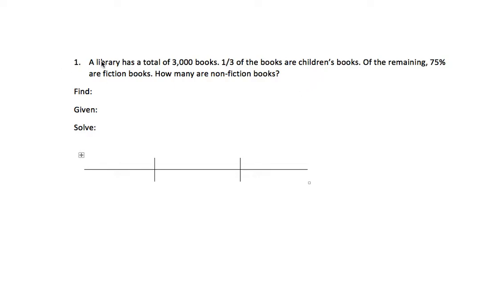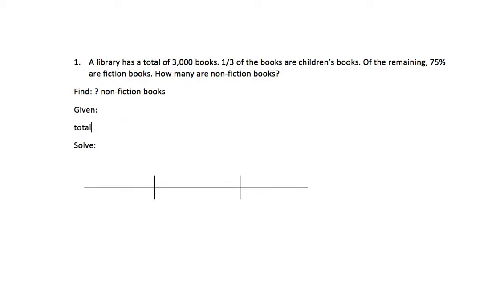So here we have a library has a total of 3,000 books. One third of the books are children's books. Of the remaining, 75% are fiction books. How many are nonfiction books? So what we're trying to find is the number of nonfiction books. We're given total books is 3,000.